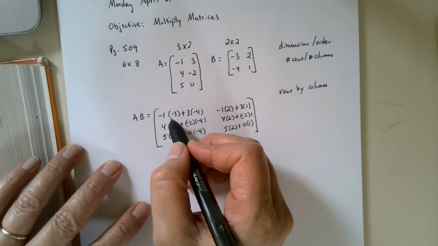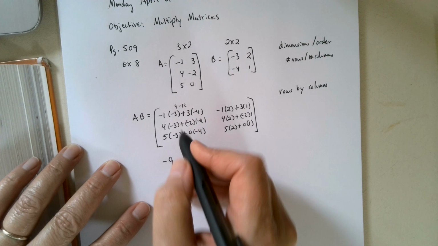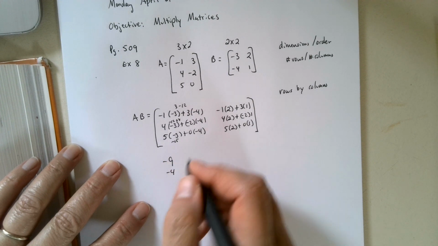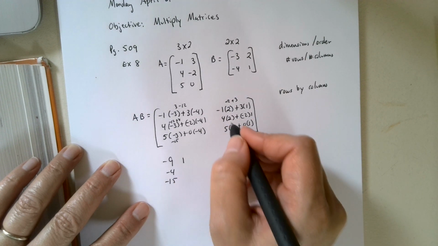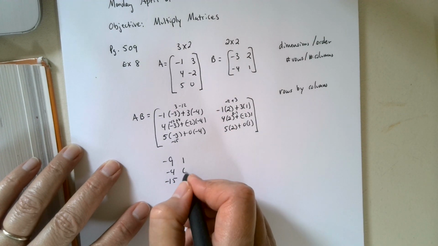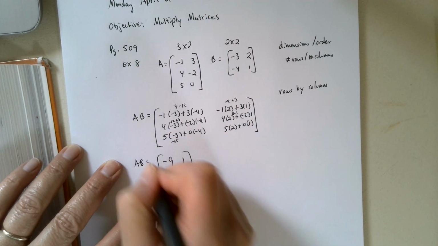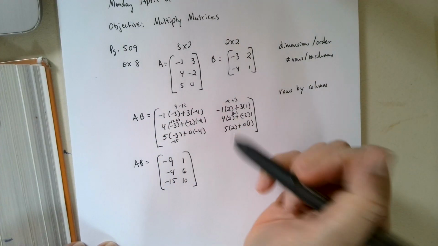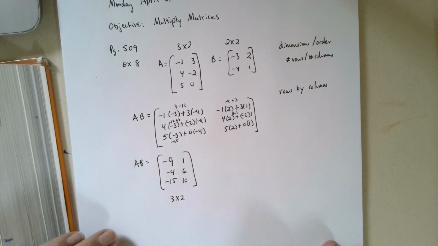And this is probably our hardest part. So we're going to have 3 minus 12 is -9. -12 plus 8 is -4. Negative 15 plus 0 is negative 15. Negative 2 plus 3 is 1. 8 minus 2 is 6. And 10 plus 0 is 10. So A times B is negative 9, 1, negative 4, 6, negative 15, and 10. So rows of the first by columns of the second. Notice that our answer is a 3 by 2.